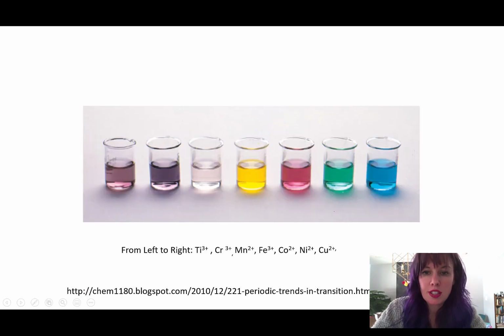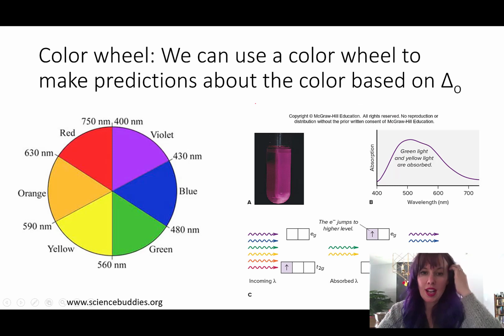Here's just a few different transition metal complexes: titanium 3, chromium 3, manganese 2, iron 3, cobalt 2, nickel 2, and copper 2. And so you can see the different colors of these transition metal complexes. Okay, coming back to this figure of the titanium, we can actually use this color wheel to make predictions about what the color is going to be.